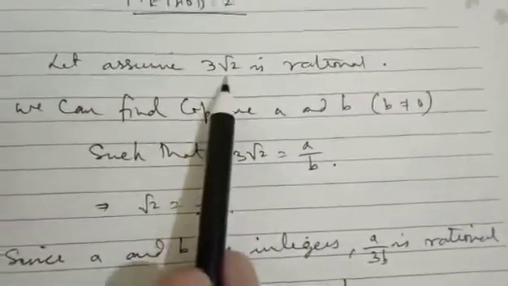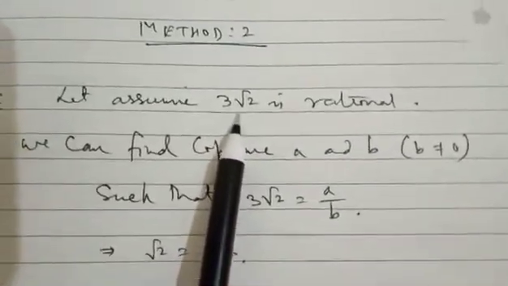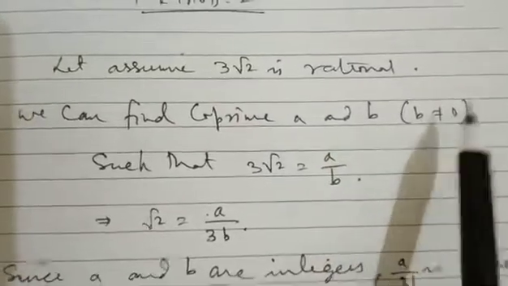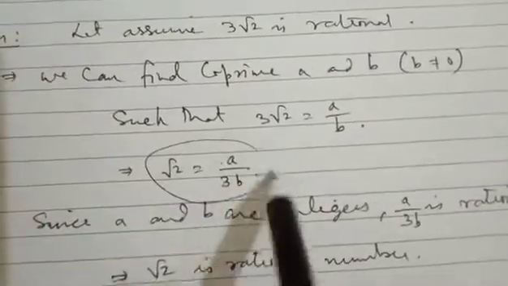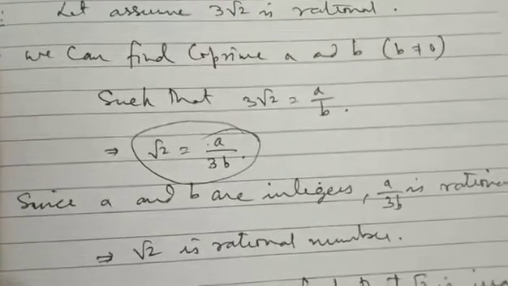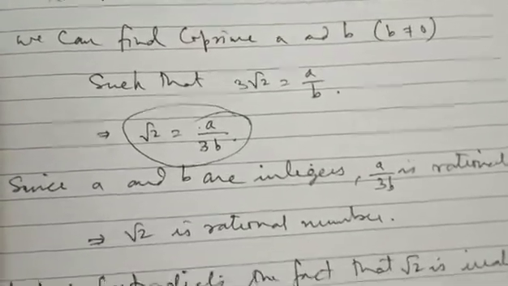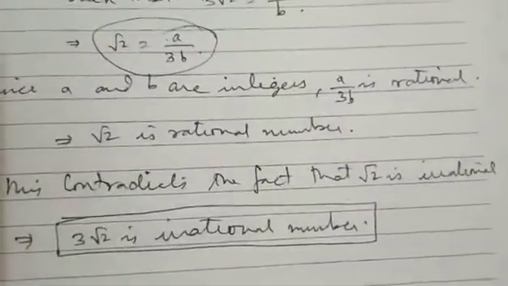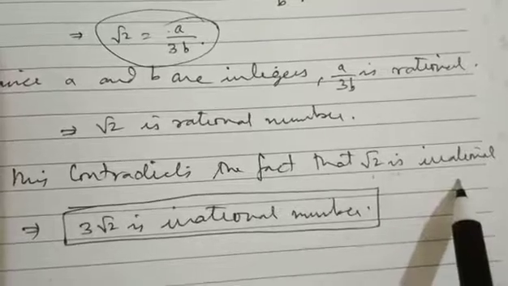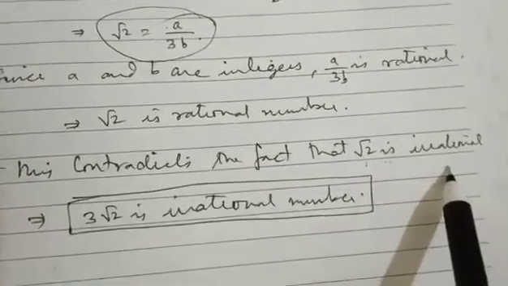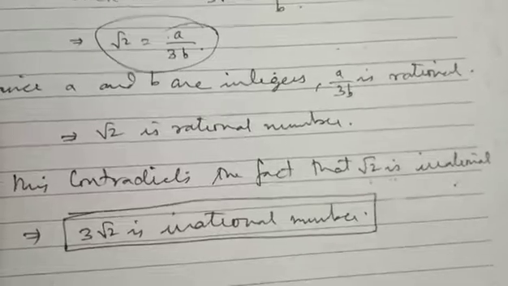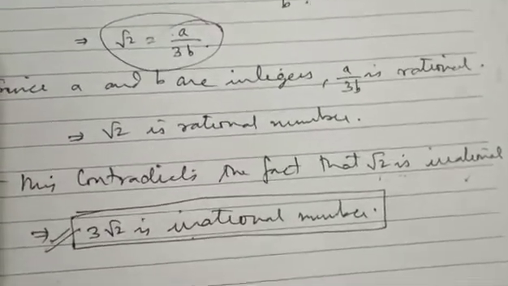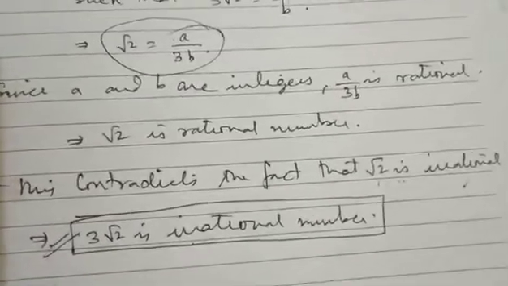We will again assume 3 root 2 as a rational number. We will take a and b to be co-prime numbers where b is not equal to 0, and look at the step here. Root 2 comes in the format of p by q, which tells us that root 2 is a rational number, which again leads to the contradiction that root 2 is an irrational number. So if you look at the method here, we started with the assumption that 3 root 2 is a rational number, and we come to the conclusion that 3 root 2 cannot be a rational number, and so it will be an irrational number.